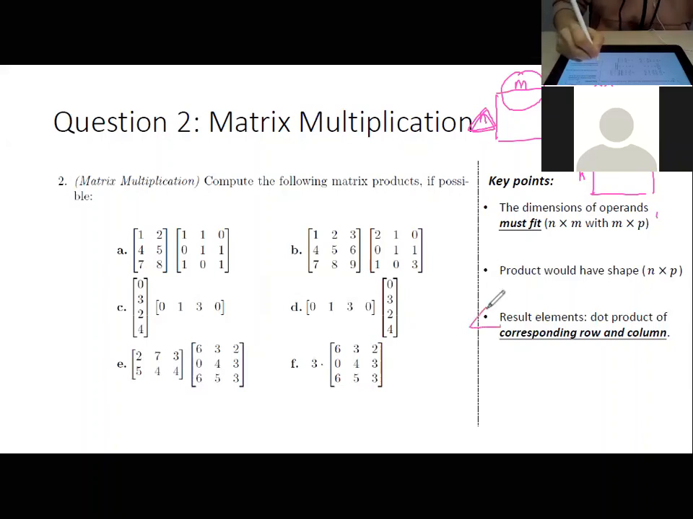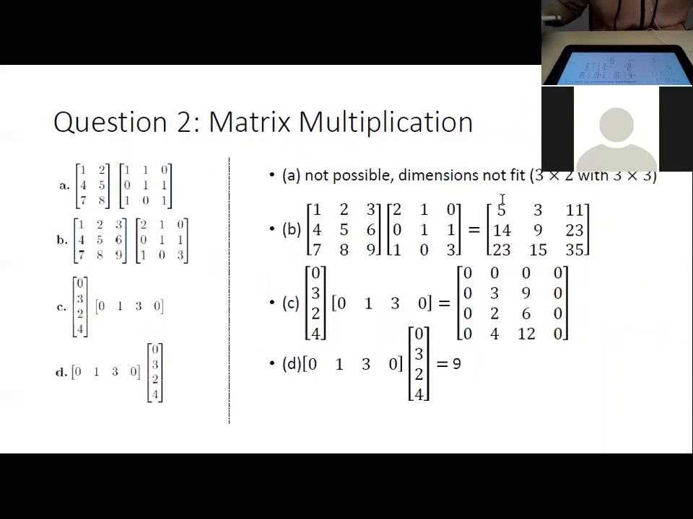And key point 3 tells us how to do the calculation. It says each result element is the dot product of the corresponding row and column. I will illustrate it by solving the questions in question 2. So on the next page, we will see how to use these 3 key points.